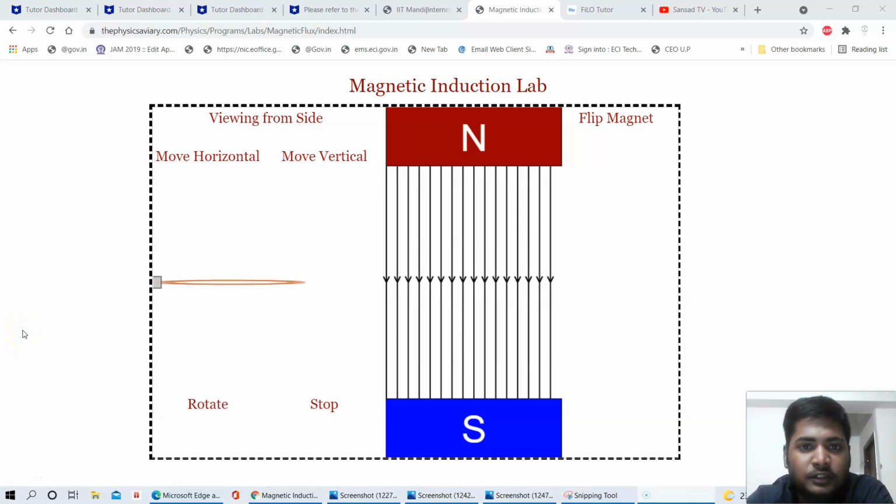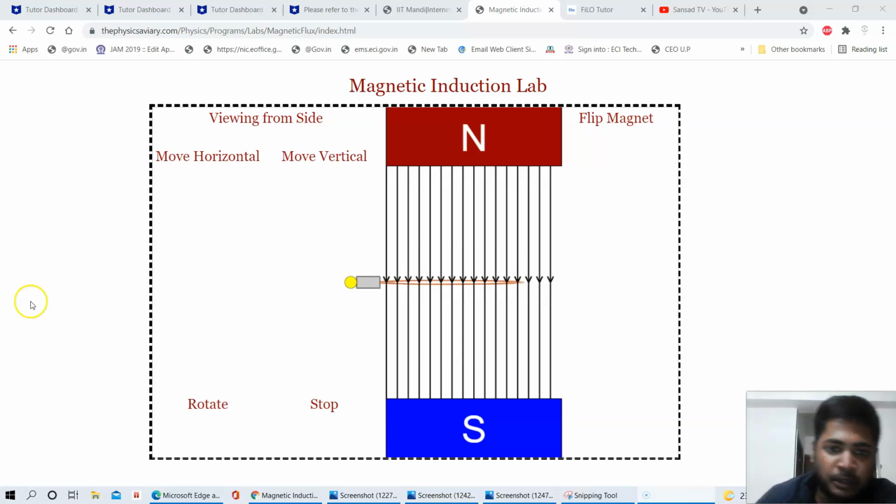Hello everyone. So today I am going to speak about magnetic induction, how magnetic induction happens and how the Lenz law determines the light that can be generated when the magnetic flux through a coil is changed.